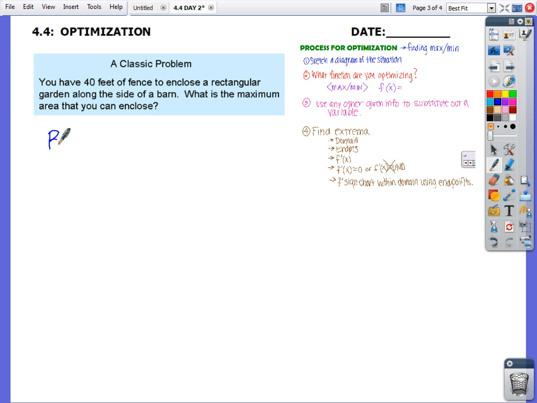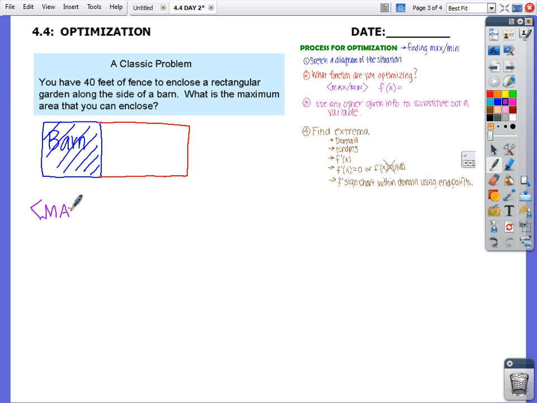Now, you have this barn, and you're going to enclose a garden. And here's the odd thing that they don't mention, but the garden will be along the side of the barn, and therefore you won't build the fence along the side of the barn. So there's actually only 3 sides of the fence. So there's my picture. I'm going to start off with writing out that I'm going to maximize the area of the garden.